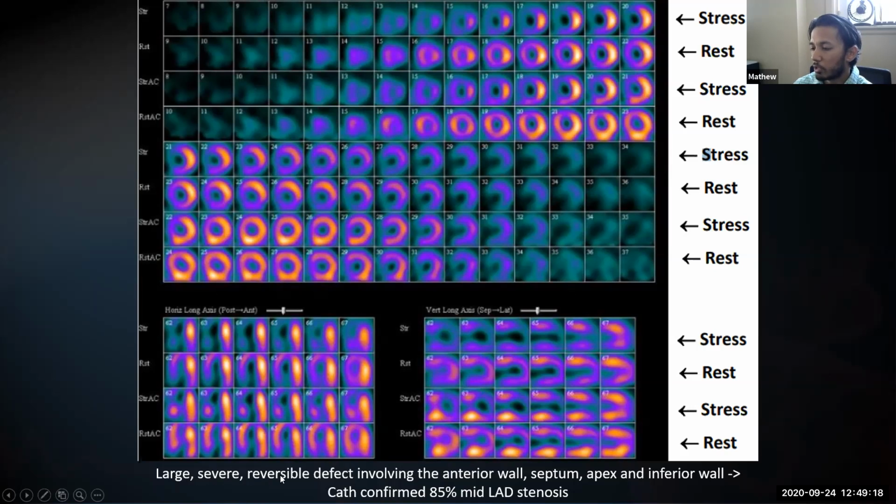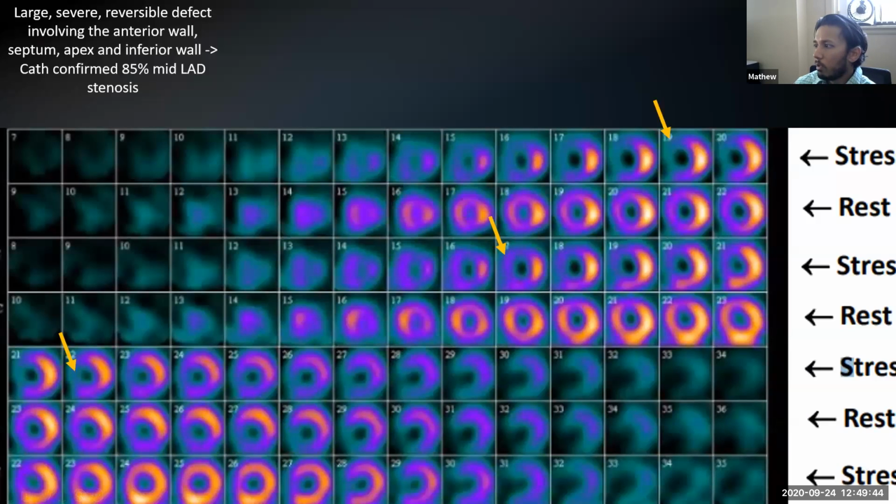So this patient had a large, severe reversible defect involving the anterior wall, septum, apex, pretty much their entire heart. And a cath confirmed 85% mid-LAD stenosis, which would cause effects to all portions of this heart if that area was involved. So this was just an actual case that I want to pull up where you can see when you're comparing the stress and rest on all the images, there's abnormalities in all of them. Oh, that one made it easier for me. I forgot I had that, sorry.